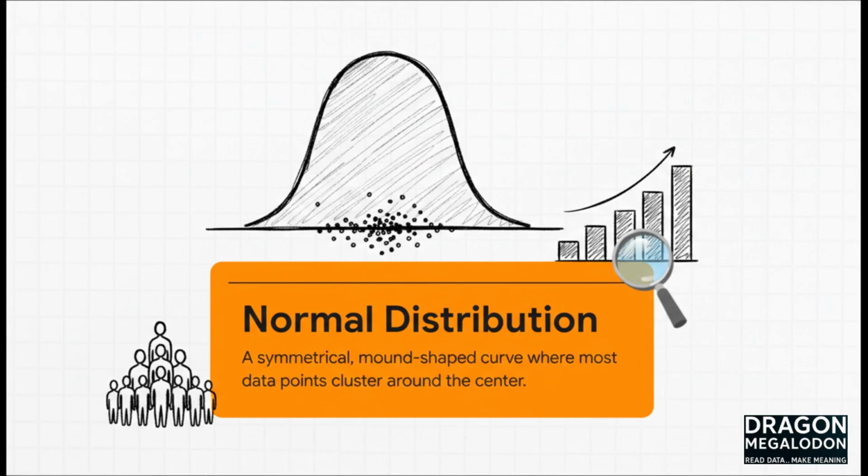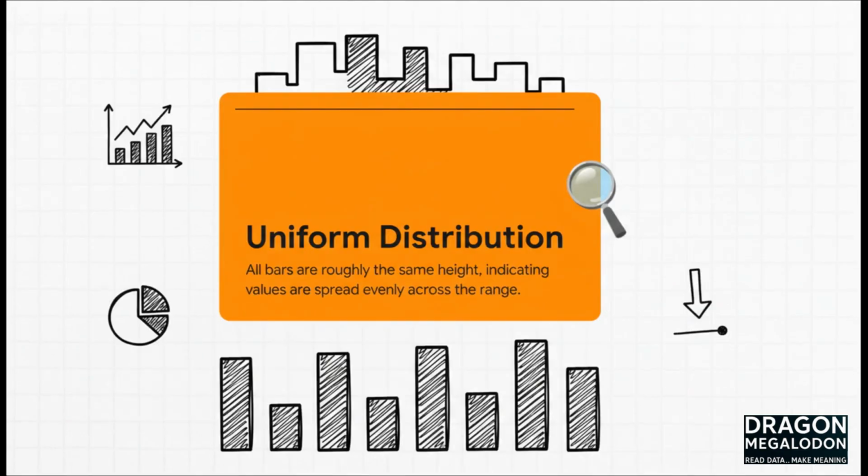Most of the values are all clustered right there in the middle. Then you've got the uniform distribution. If the normal curve is a mountain, this one's a flat plateau. All the bars are about the same height, which just means the values are spread out pretty evenly across the whole range. There's no central peak at all.